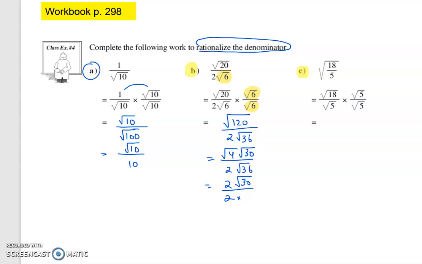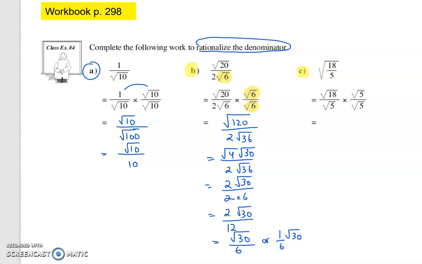Root 36 will give me a 6. So again, no more radical numbers. If you simplify this any further, we know that our coefficients can be reduced further. So that will just give you 1 root 30. You don't need to write the 1 over 6. If you see it written as 1/6 root 30, that is okay as well. It means the same thing.